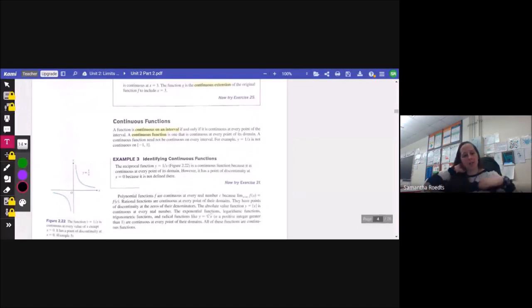So continuous functions: a function is continuous on an interval if and only if it's continuous at every point of the interval. So a continuous function is one that is continuous at every point in its domain. So there are no jumps, no oscillating discontinuity, no infinite discontinuity. It has a value at every point. So y equals x is a continuous function. Okay. A continuous function need not be continuous on every interval. So for example, y equals 1 over x is not continuous on -1 to 1. Okay. It's continuous everywhere else.